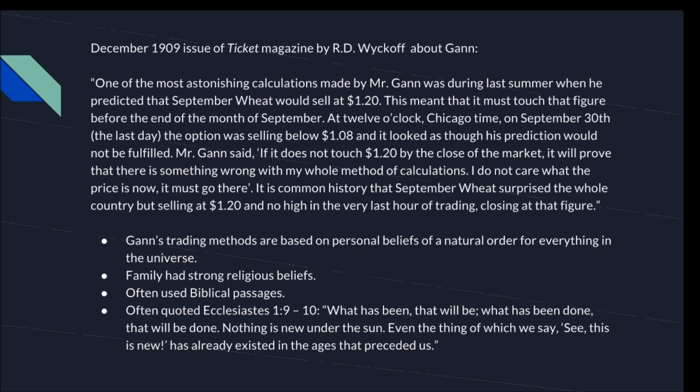Gann's trading methods are based on personal beliefs of natural order for everything in the universe. His family had strong religious beliefs, and he often used biblical passages, often quoting Ecclesiastes 1:9-10: what has been, that will be; what has been done, that will be done. Nothing is new under the sun. Even the thing of which we say, see, this is new, has already existed in the ages that preceded us.